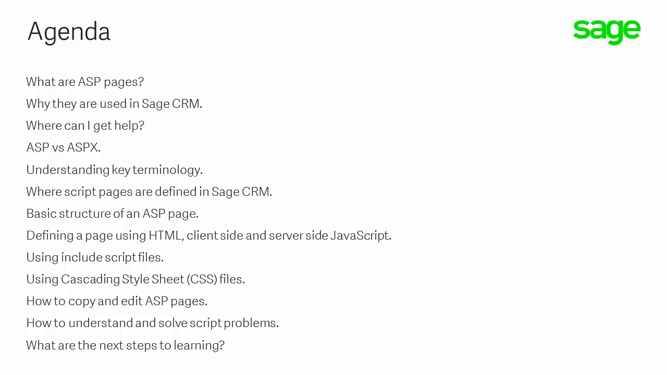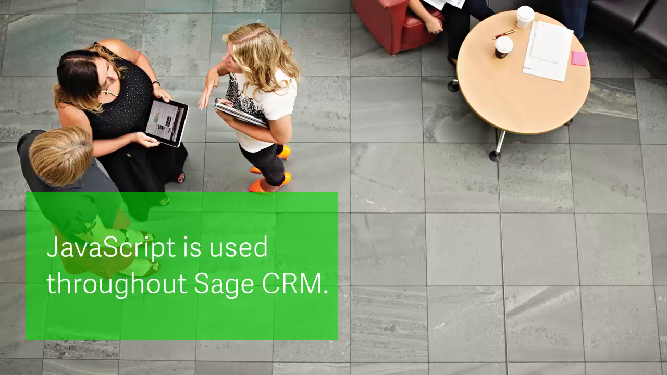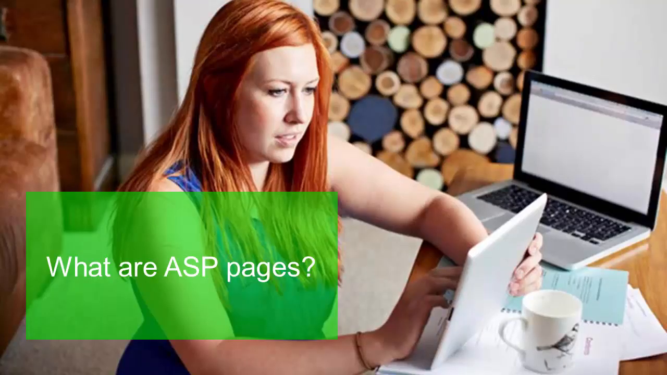And so we'll understand all this, and we'll get to understand how we can edit and move about ASP pages as well. Although a lot of that, I think, will come out as we look at the next two lessons, which are really about the ASP APIs. So first of all, we know from our previous lessons that JavaScript is used throughout Sage CRM. So that's the natural language that we're going to be using, and we're going to be looking now at what those ASP pages really are.